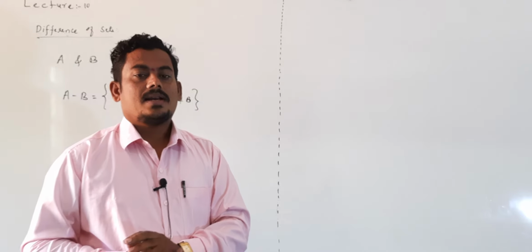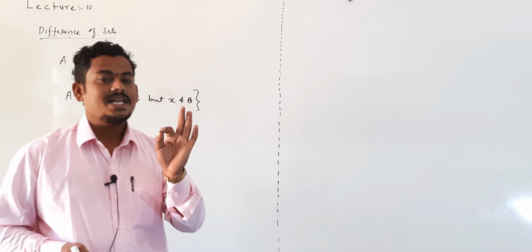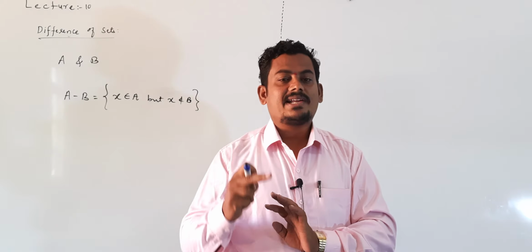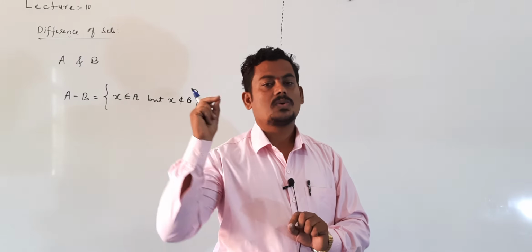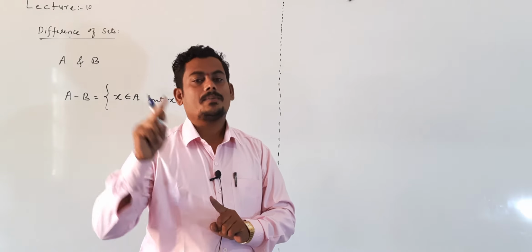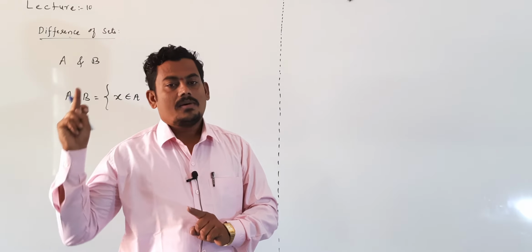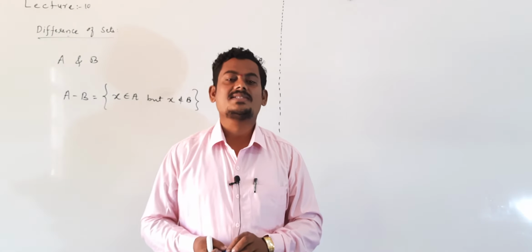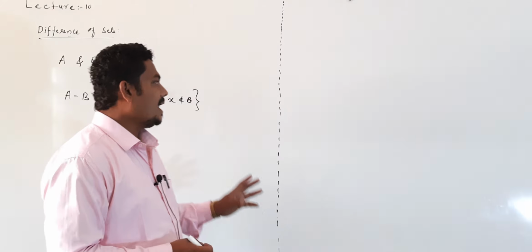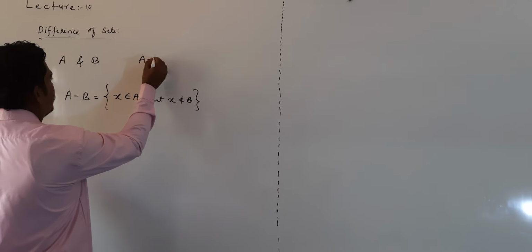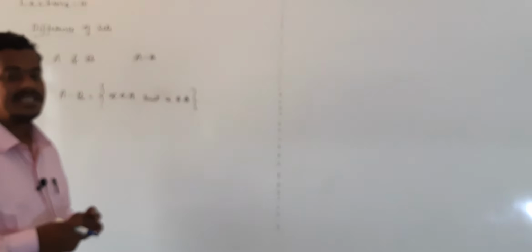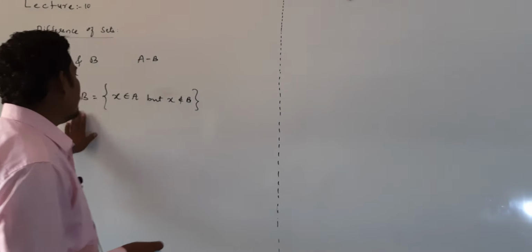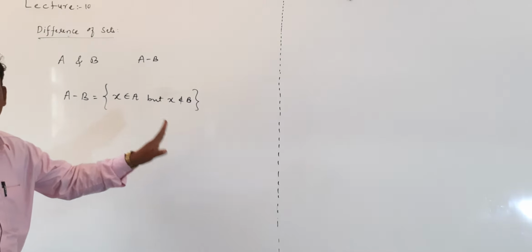Once again, definition of difference of sets. Let capital A and capital B be two sets. Then the set of elements which belong to A but not to B is called difference of A and B, and it is denoted with A minus B. Difference of A and B is denoted with A minus B. Difference of B and A is denoted with B minus A. A minus B means belongs to A but not belongs to B.